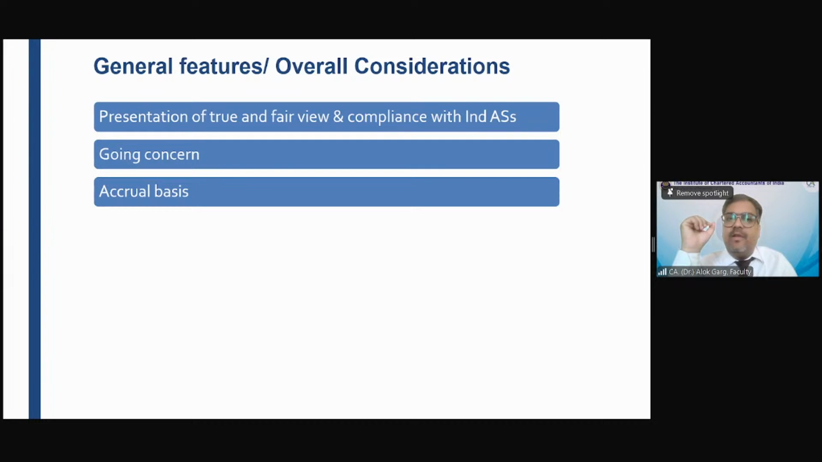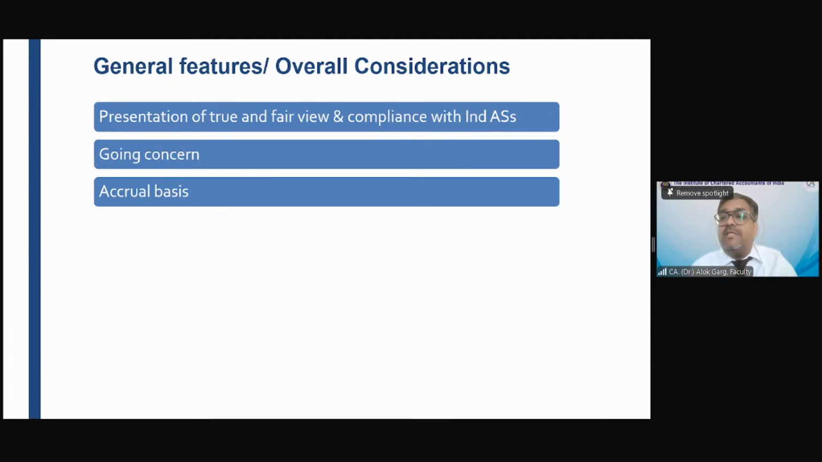What is meant by accrual basis? For example, the company has made a sale on credit for rupees 5 lakh on 31st March. Whether this sale has to be recorded, I mean whether income and debtors have to be recorded or not? The income and debtors have to be recorded. So it means that the transaction is recorded when it happens, not at the time when the cash is received.